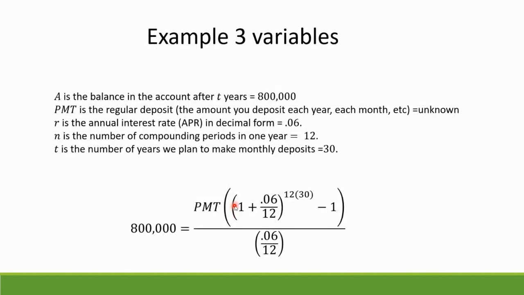So using our formula, the balance after T years is $800,000. That's what A represents. We know that. The PMT is our regular deposit, how much we're depositing into the account each month, and that's what we want to know. We're looking for that. R is our annual interest rate as a decimal, the APR in other words, so here it is 0.06.